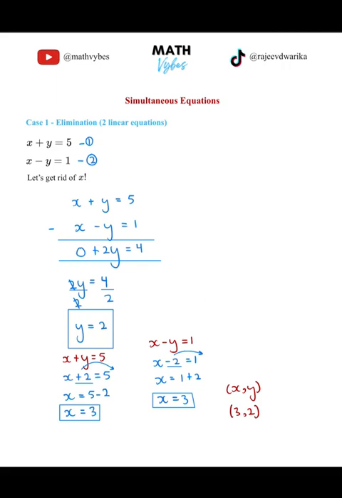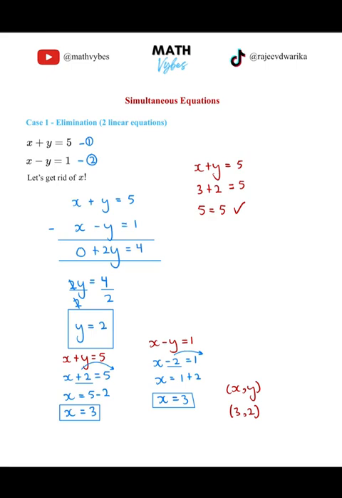Now, how do you know if your answer is correct? Well, all you have to do is plug it into the equations, and it's supposed to satisfy the equations. So let's try equation 1. Equation 1 says that x plus y is supposed to be equal to 5. What did I get for x? I got 3, and for y, I got 2. Now, if it's correct, the left-hand side is supposed to be equal to the right-hand side. 3 plus 2 is 5, so 5 is equal to 5. So 3, 2 does satisfy equation 1.